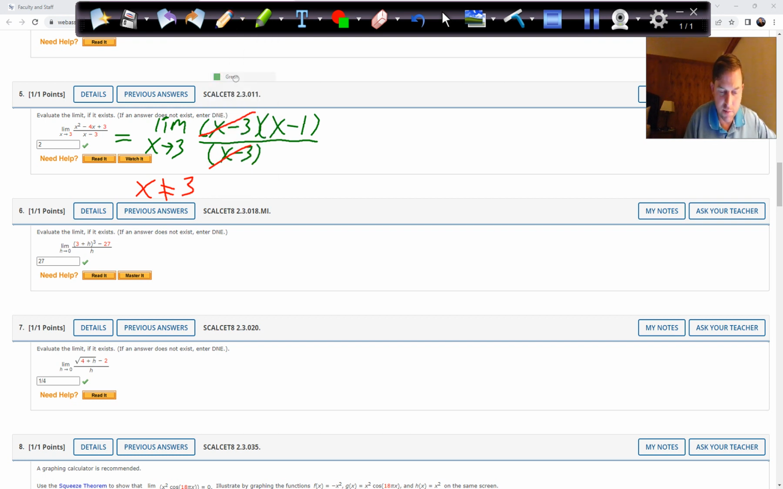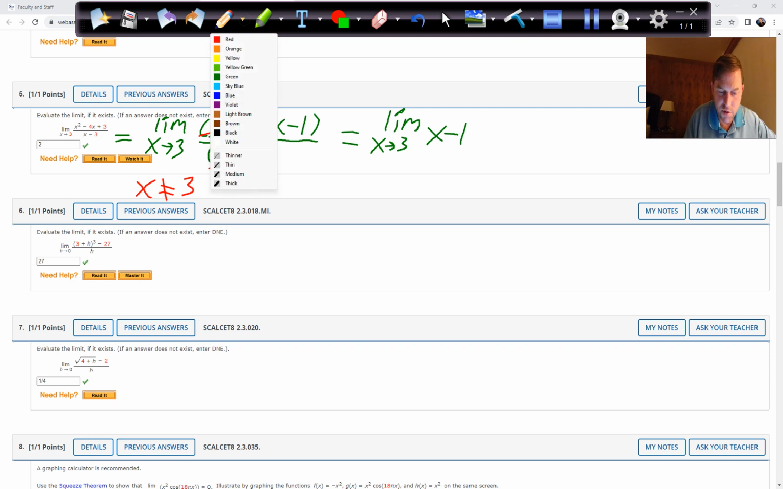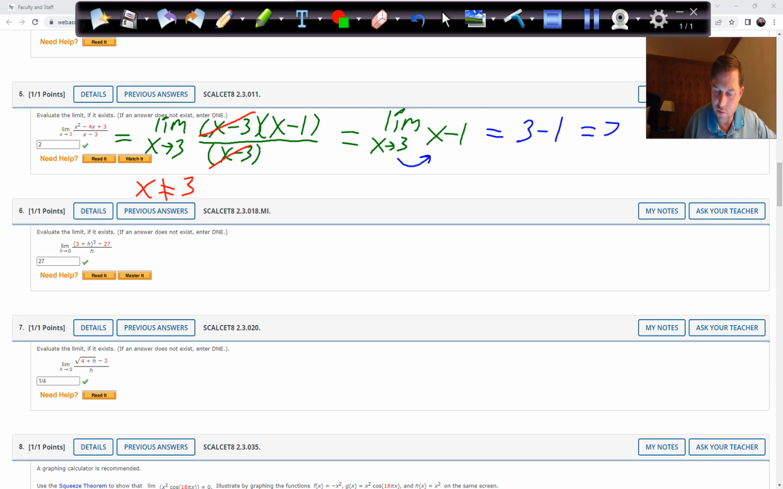But the whole limit simplifies nicely to just the limit as x approaches 3 of x minus 1. And now there's no issue. I can just plug 3 in, and we'll get 3 minus 1, which is 2. So the limit should just be 2.